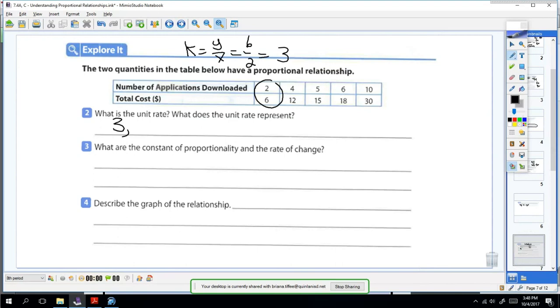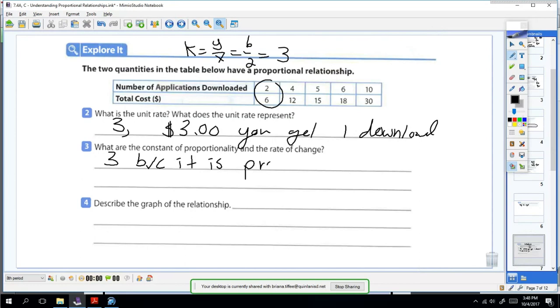What does the unit rate represent? The unit rate represents that for every $3 you spend, you get 1 download. The constant of proportionality and the rate of change are also 3 because it is proportional. And then finally, describe the graph of the relationship. If I would take these points and graph them, you would get a straight line that goes through the origin.